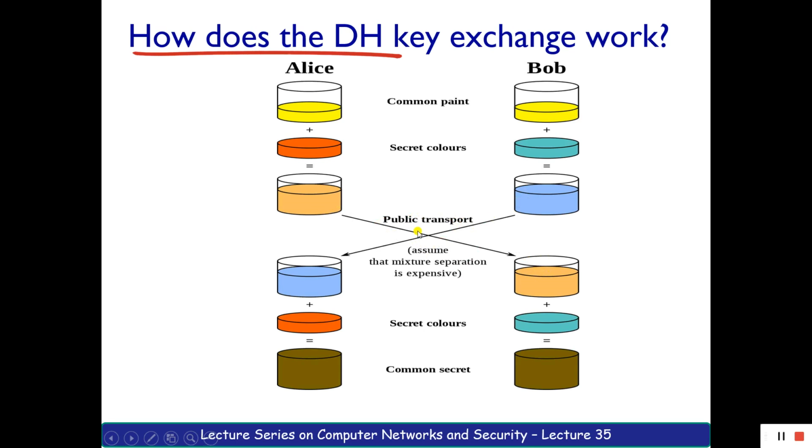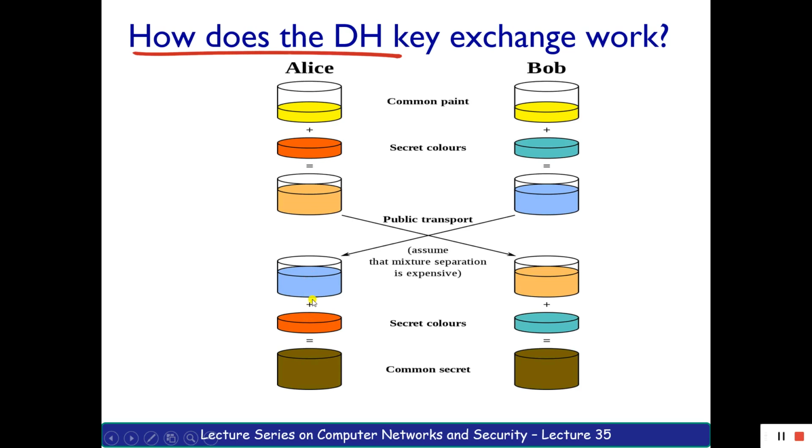This is under public transport. So in public, Alice is sending brown and Bob is sending blue, right? Light blue. The assumption is that mixture separation will be quite expensive. So what is happening here? Now Alice has selected her private color to be orange and Bob has selected his private color to be light blue. Bob has sent sky blue to Alice.